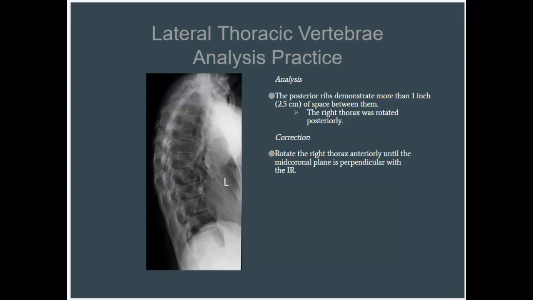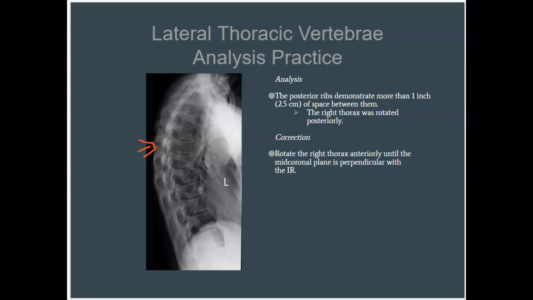So let's take a look at this lateral practice analysis. As you can see in this image, the posterior ribs here demonstrate more than 1 inch of space between them. This is indicating to me that the right side, or the side up, probably was rotated posteriorly.